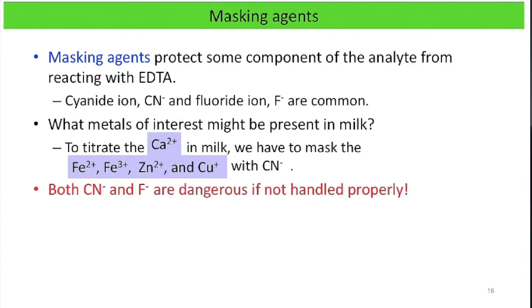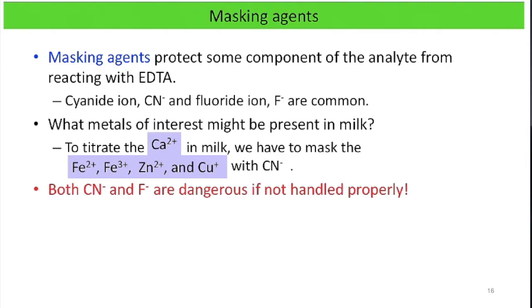So what we can do is mask the iron, the zinc, and the copper with the cyanide anion. That'll create iron cyanide, zinc cyanide, and copper cyanide. And basically that will prevent those particular metals from reacting with the EDTA. So it'll only leave the calcium, and if the calcium is only available to react with EDTA, then we will be measuring only the calcium.